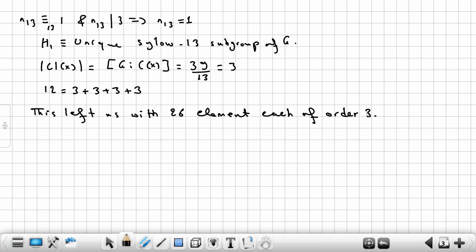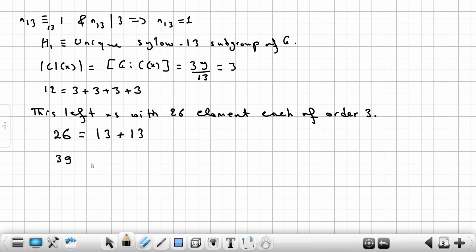Each of order 3. So the size of each conjugacy class of these elements is equal to 13. So we need to partition 26 using 13s. This can be done in one way, which is 26 equals 13 plus 13.